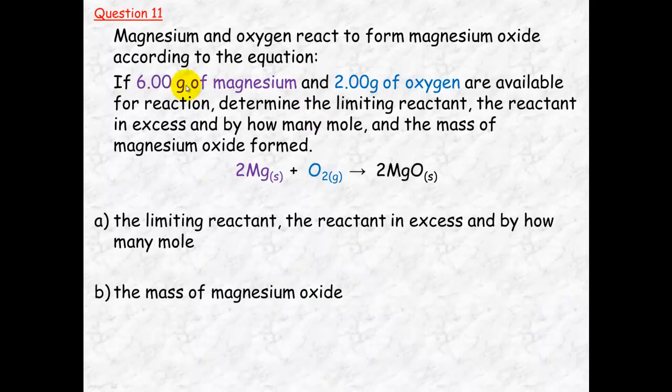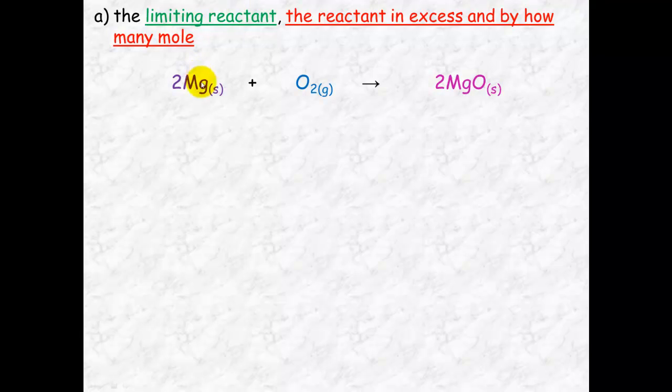So first thing to have a look at is the question, and look at what information the question's given you. So I've got magnesium, I've got 6 grams, and I've got 2 grams of oxygen reacting. I need to know the limiting reactant, I need to work out the reactant in excess, and I'm also trying to find the mass of magnesium oxide. So let's put all the information that we know underneath the equation.